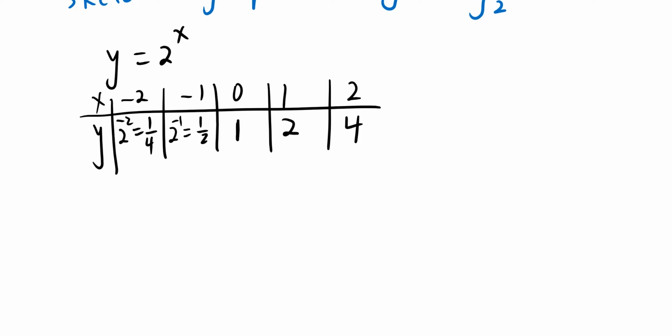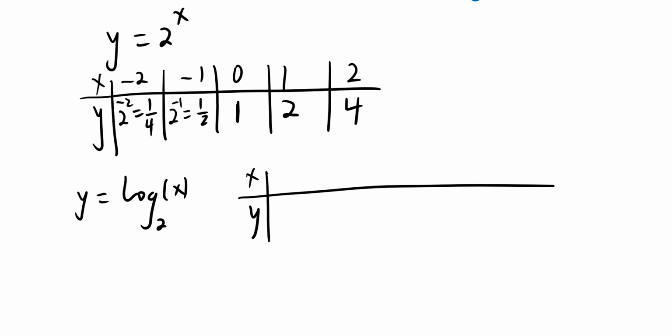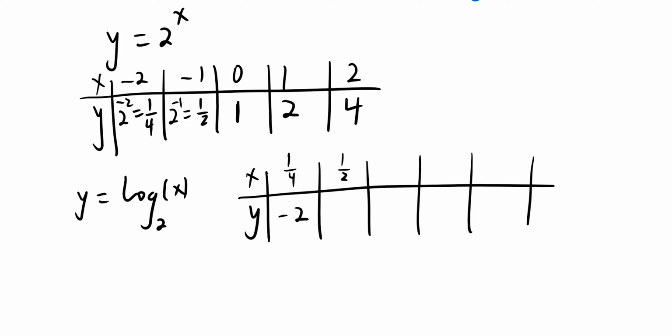Why did I find the table of values for the inverse? Well, because now I can reverse everything. Remember, in the inverse, x and y get switched. So now when I'm talking about this function, watch what I'm going to do. I'm going to take these values that I just obtained and switch x and y. So 1/4 comes here, negative 2 goes down. 1/2 comes there, negative 1 down. 1, 0, 2, 1, 4, 2. So now that gives me the table of values for the main function, y equals log x base 2. And that would really help me now to graph the function.